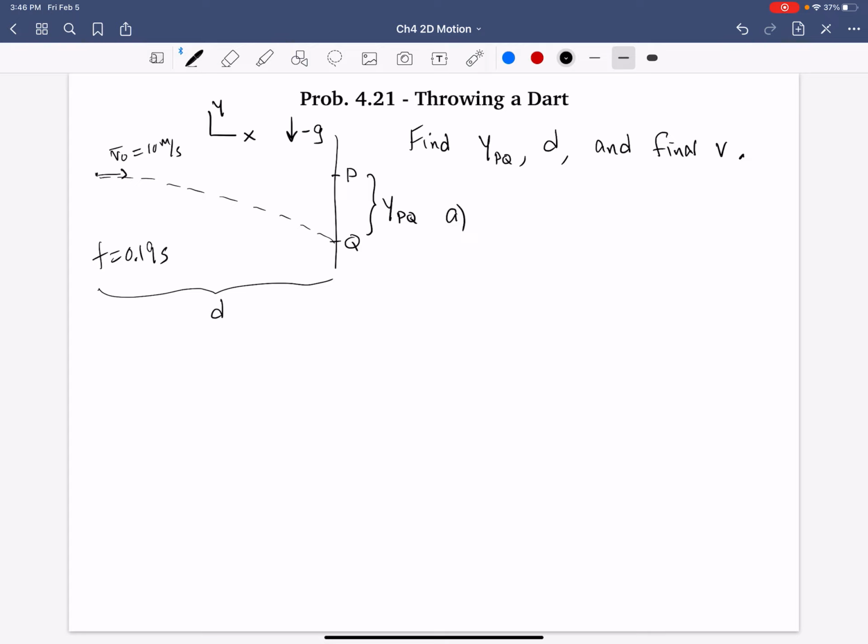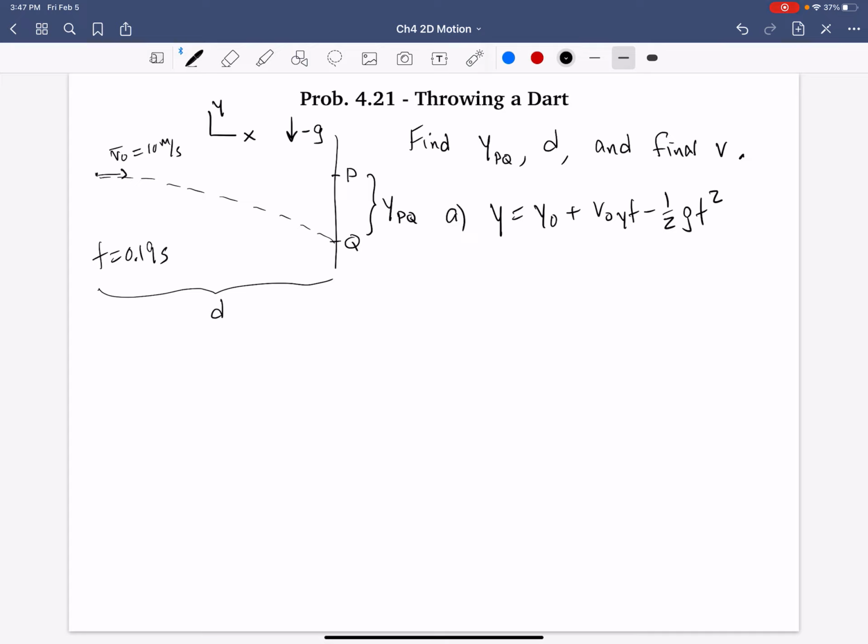All right, so in order to find the distance that this dart falls in that time, we know time, that's good. Well, we need an equation in the y direction. We're finding the y distance. We need an equation in the y direction that includes time and a final height. So one that pops into mind is this one: y equals y naught plus v naught y t minus 1/2 g t squared. Will this give us what we want?